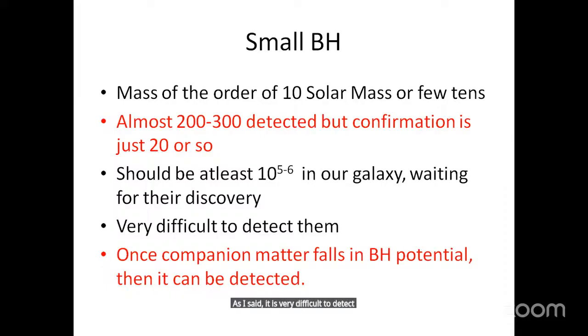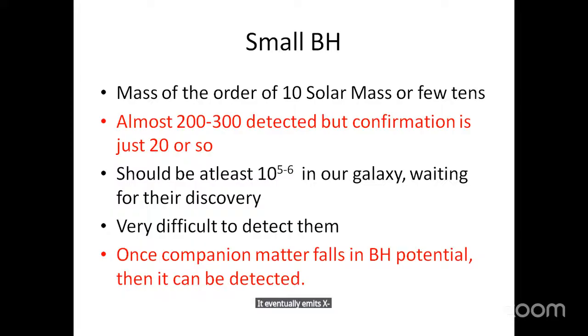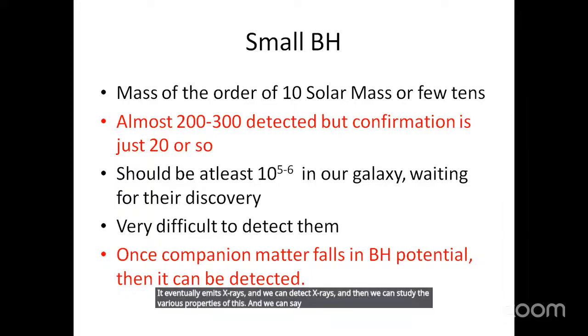And one more point is, if these black holes are in a binary system, we can detect them. Our lives are very easy if they are in binary systems, because the other star, because of its evolution, will expand. The matter slowly falls into the black hole. And as the matter reaches the black hole, it eventually emits X-rays. We can detect X-rays and then study the various properties of this, and we can say whether they are black holes or not. But they are not active, so we have to wait.